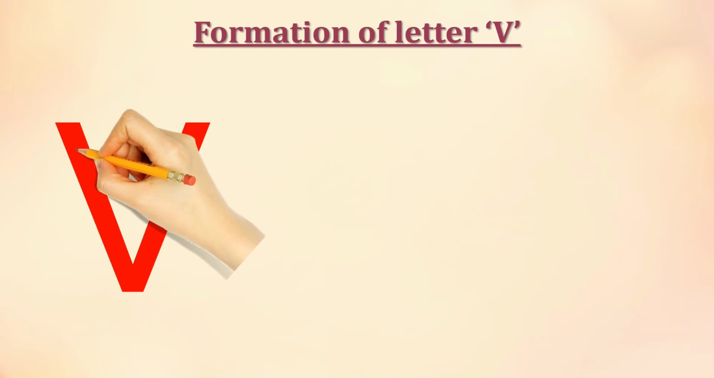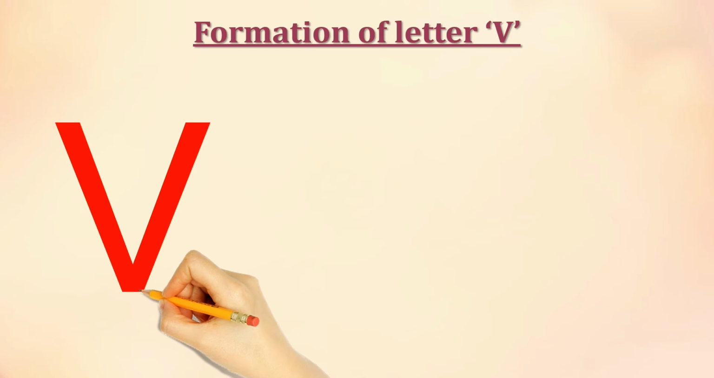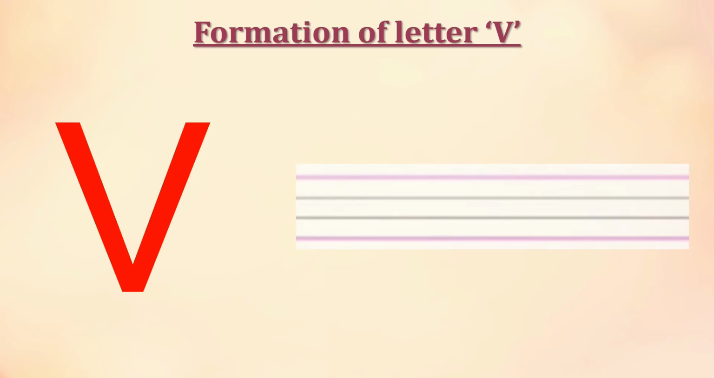First, you have to make a slanting line, starting from top to right side. Next, one more slanting line from top to left side, and you have to join both the slanting lines. So our letter V is ready. So children, like this you have to write letter V in three lines. V, V. So this is how you have to write letter V.